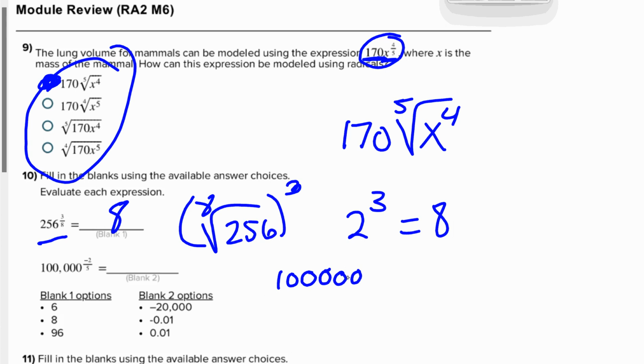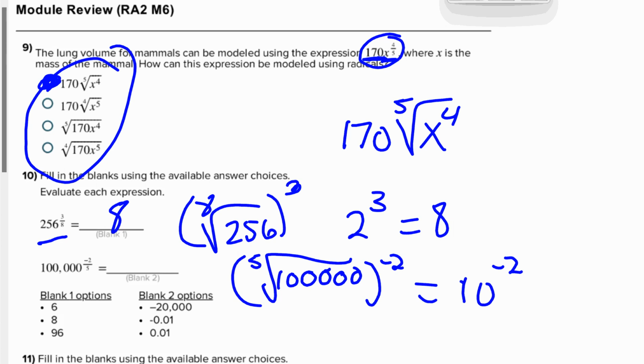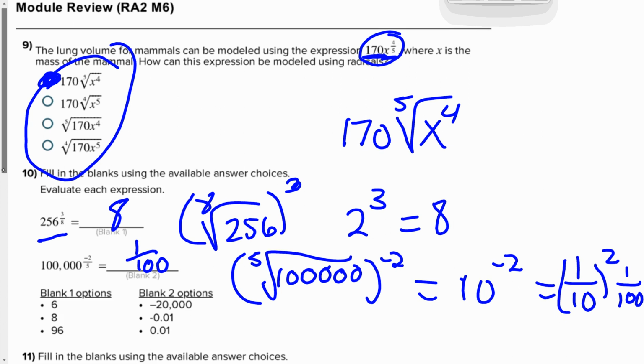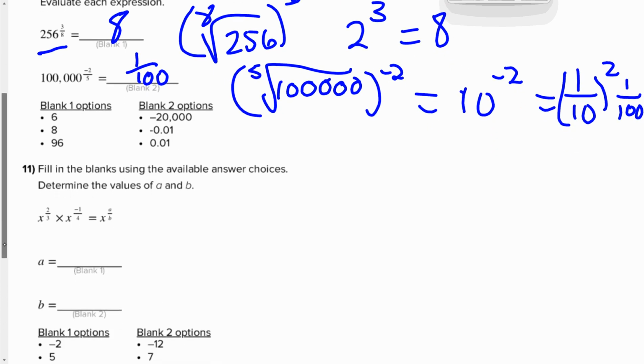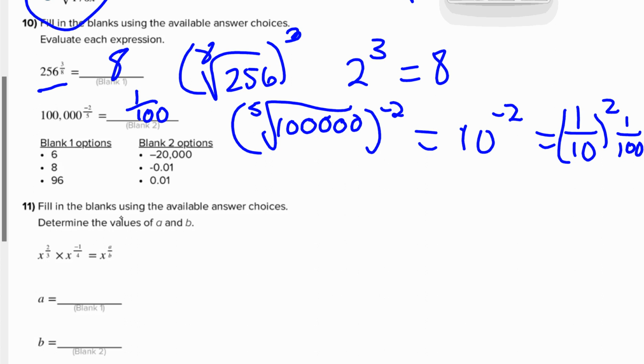100,000 to the 1/5 would be a 5th root, but it's to the -2, so I'm going to raise this to the -2. So 100,000, what would that be? So 1, 2, 3, 4, 5 zeros, so that'd be 10. And 10 to the -2, the negative just flips the base, and now it's a positive, and 10 squared, and 1 squared is 1 over 100. So this is 1 over 100. Okay. So I guess 1 over 100 is, just move the decimal over twice, right? So it's this one, 0.01.